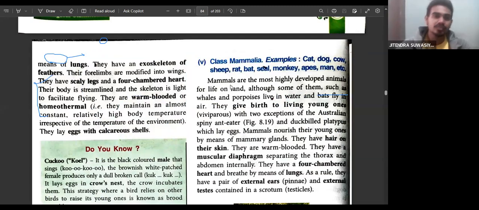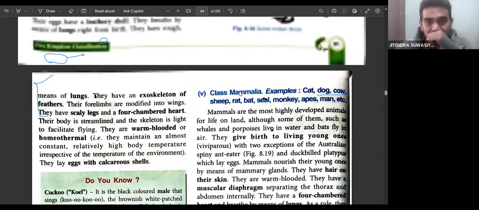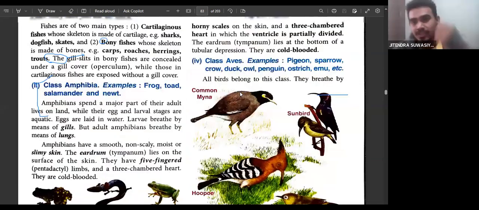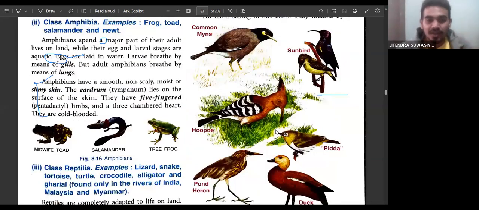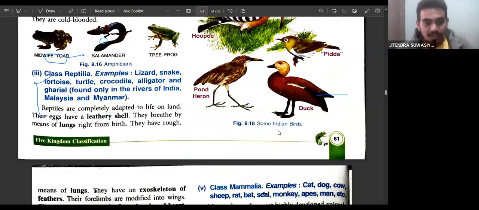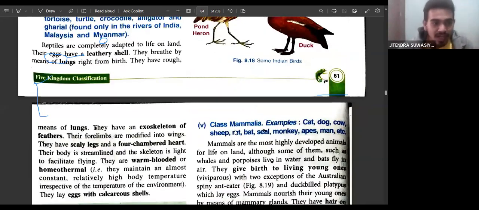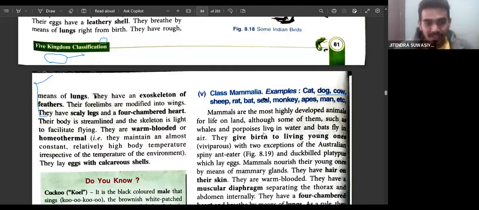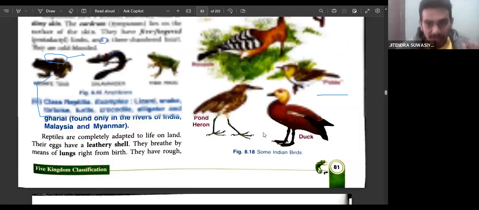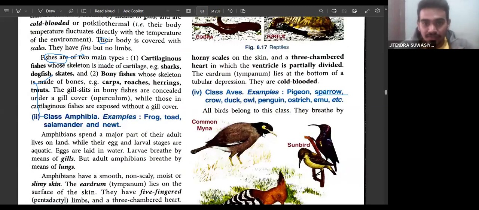Okay, so now we are going to discuss the class memory. These are the basic things, like in the class Aves, the birds. So we have pigeon, peacock. The general things we have to remember: they respire through lungs, they have an exoskeleton of feathers, scaly legs, a four chambered heart, and they are warm blooded animals, and they lay eggs with calcareous shells. So these are the common characters of the class Aves, which belongs to the birds.